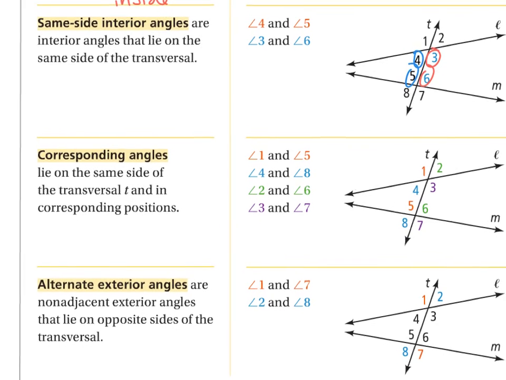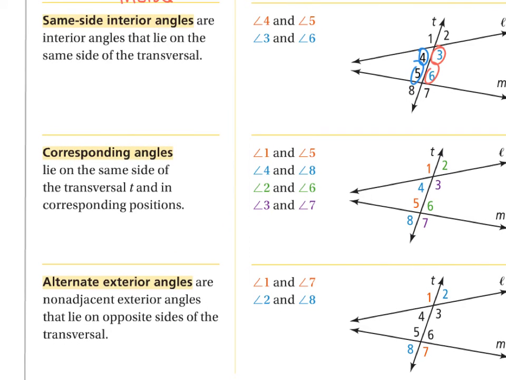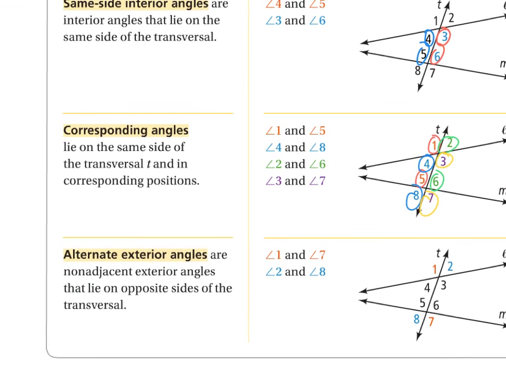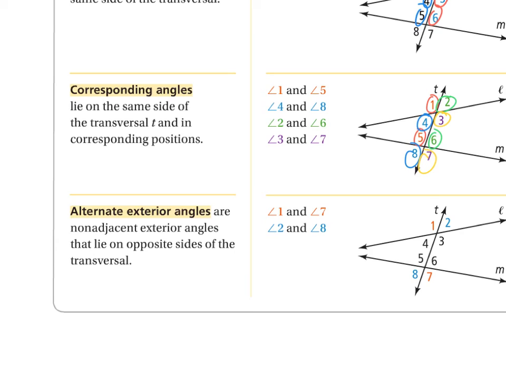Corresponding angles. So that's like they're in the same spot but on a different set of lines. So corresponding is 1 and 5, 4 and 8. Do you see how they're in the same spot but on the line below it? 2 and 6, and then 3 and 7. Those are corresponding angles. And the last one we're going to talk about is alternate, which means opposite, exterior, which means outside angles. So opposite outside angles, alternate exterior, would be 1 and 7, and then 2 and 8.